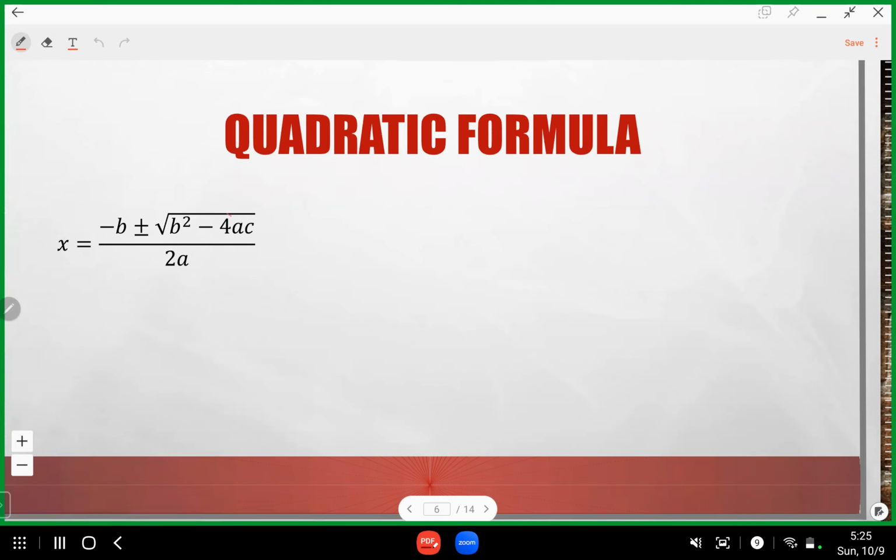And lastly, I want to talk about this discriminant here. This is called the discriminant. Everybody write this down. The discriminant is b squared minus 4ac. Okay, b squared minus 4ac, very important. So you can tell how many real solutions you have depending on this discriminant.